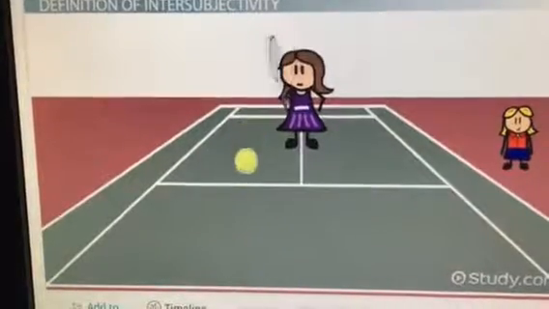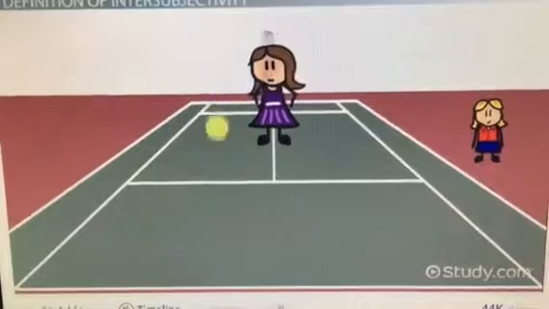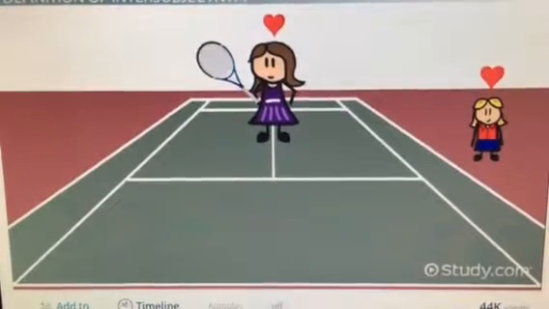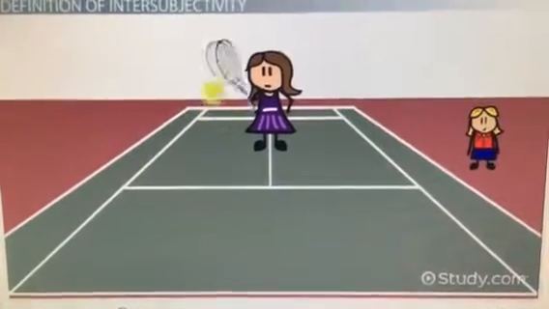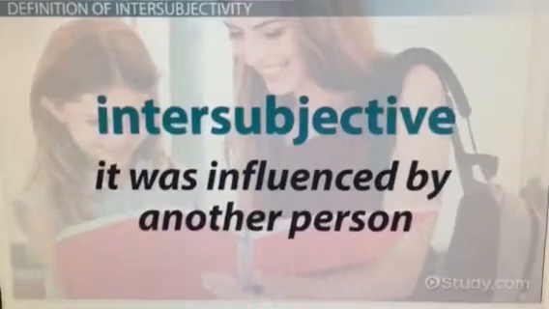had a good time. Growing up, you decided to join the school tennis team. If your mother had not played tennis with you growing up, you may not have grown to like the sport. Your experience with tennis can be called intersubjective because it was influenced by another person, your mother.